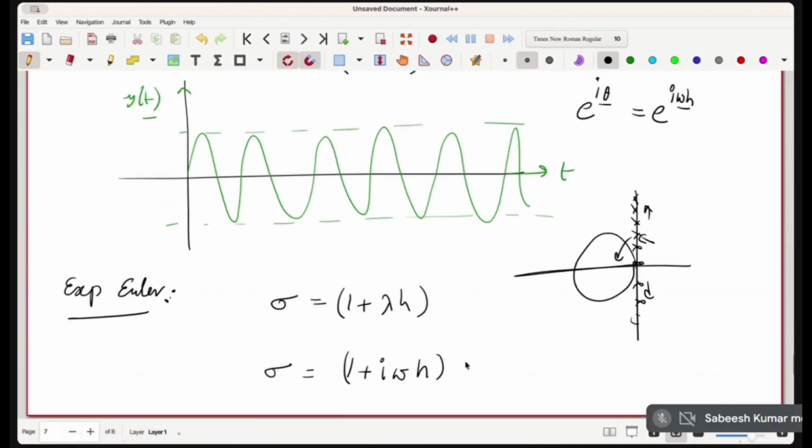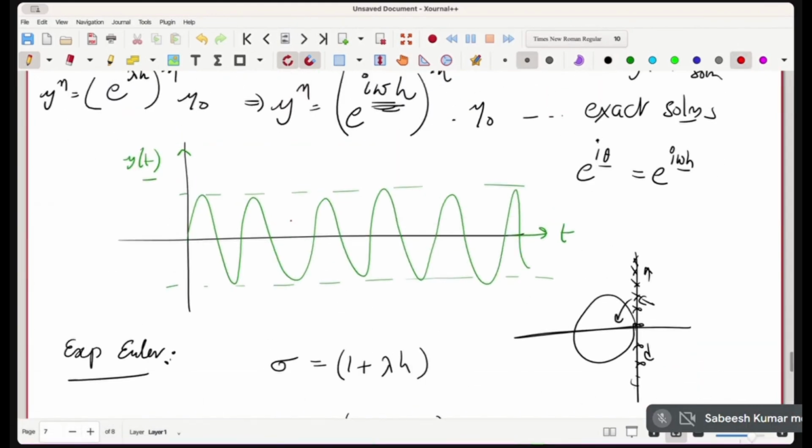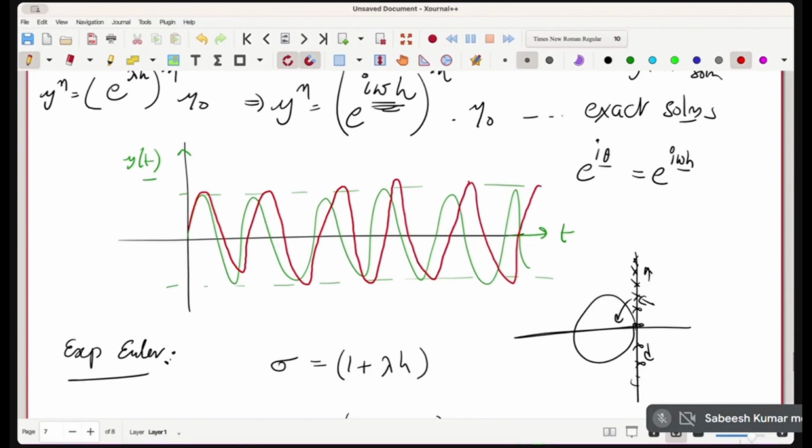But then I want to make a point here. How does it look? If I try to solve this problem using explicit Euler, which is unstable, then my solution is going to look like this. You see, it grows as you go, and there is also a phase lag. It kind of goes out of phase. So the amplitude is growing like this, but then you see that there is a phase lag.